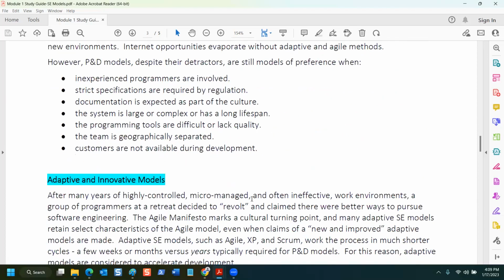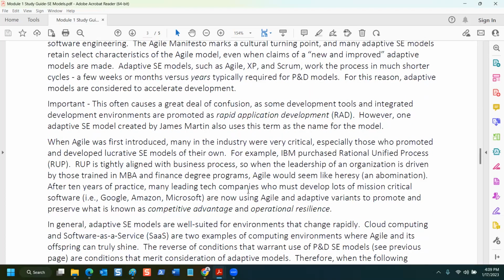So RAD is a little different. You have these IDEs that say, oh, for rapid application development, here's what we do. And by the way, they can be used either in planning and development contexts, or they can be used in adaptive software engineering models.